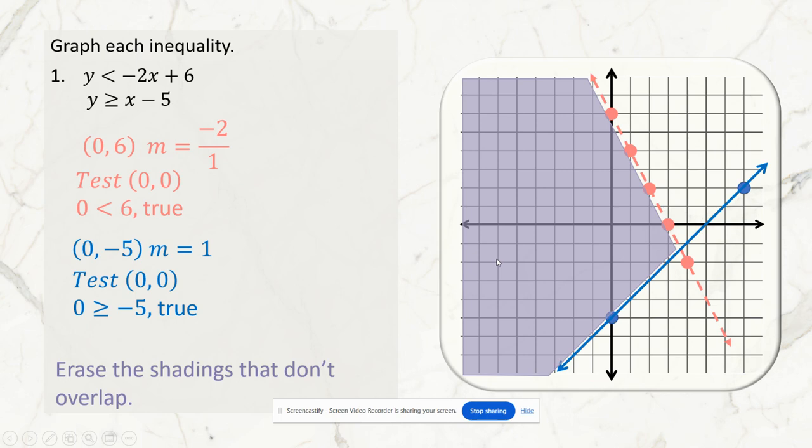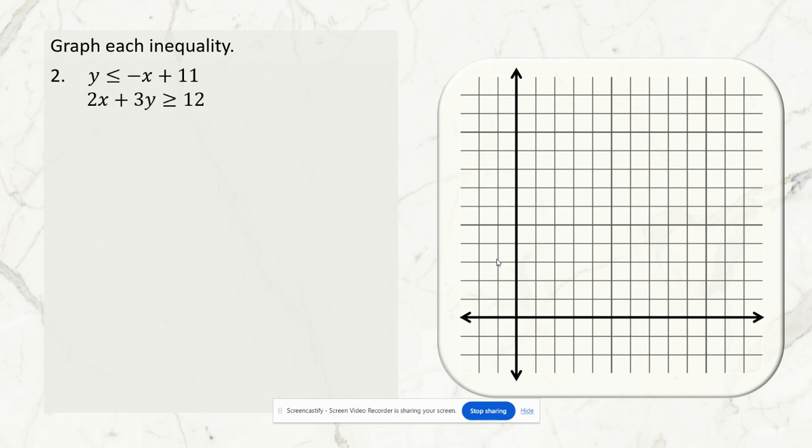Okay, so let's look at the next one. So the next one, we have y is less than or equal to negative x plus 11 and 2x plus 3y is greater than or equal to 12. Let's deal with the first one up here. We have y is less than or equal to negative x plus 11. Our y-intercept is all the way up at 0, 11. We're just going to do the bottom one first.